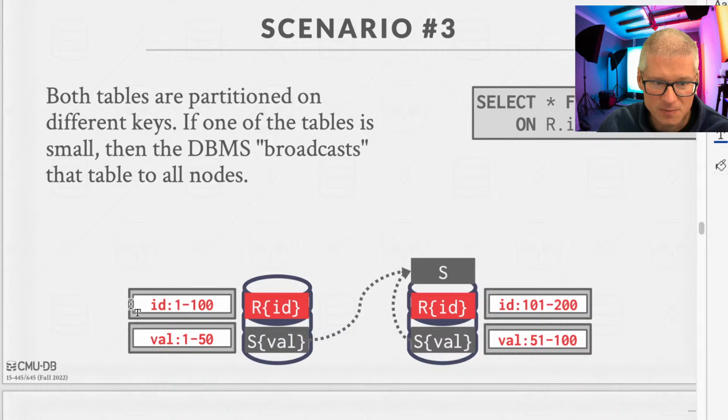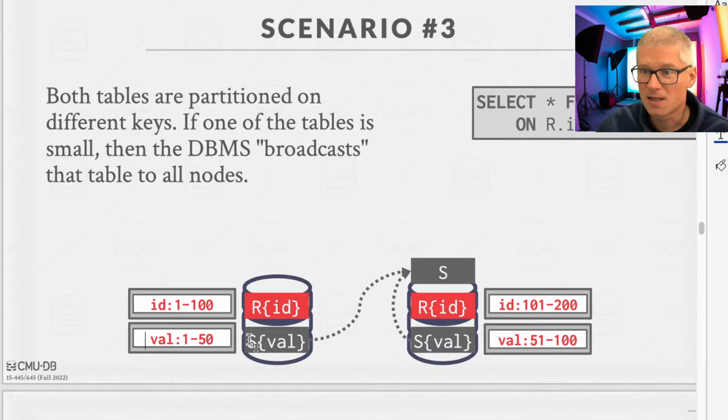So all the tuples with an ID between 1 and 100 are on this node, 101 to 200 are on this node. And now S is partitioned on attribute value. And you don't know the relationship of ID and value. There could be a functional dependency, a correlation, but we don't know. So we have to make sure that all the tuples that have an S.ID in the range of 1 to 100 are available on this node. So part of those tuples will be here in this partition, and part of that will be there.